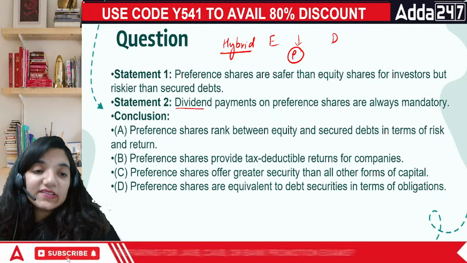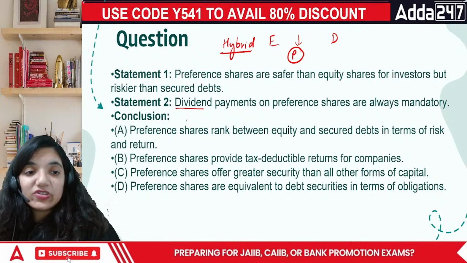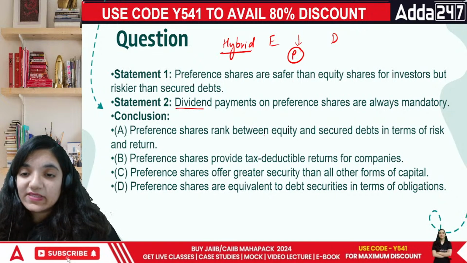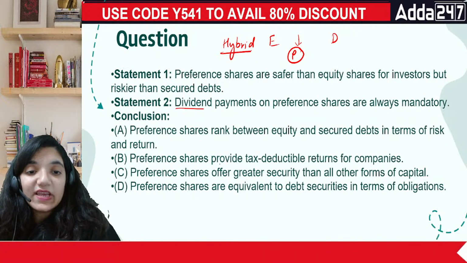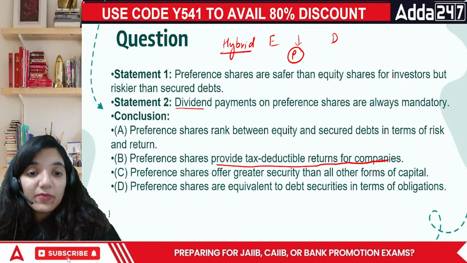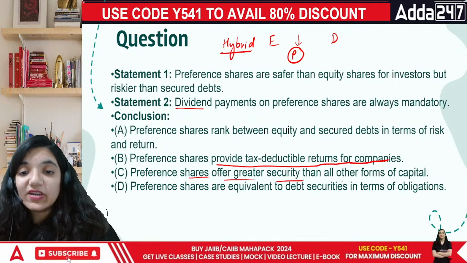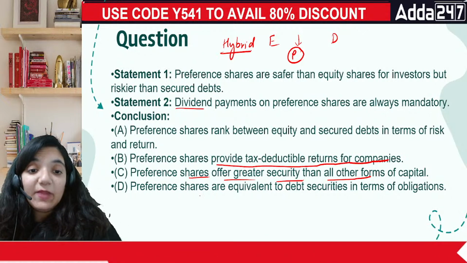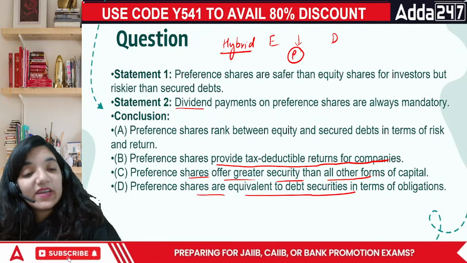In this case there is one more pointer. Preference shares rank between equity and secured debts. Preference shares provide tax deductible returns to the companies. This is actually not true. Preference shares offer greater security than all other forms. No, that is not the case. It does not provide greater security. And preference shares are equivalent to debt instruments. They are not equal to this.